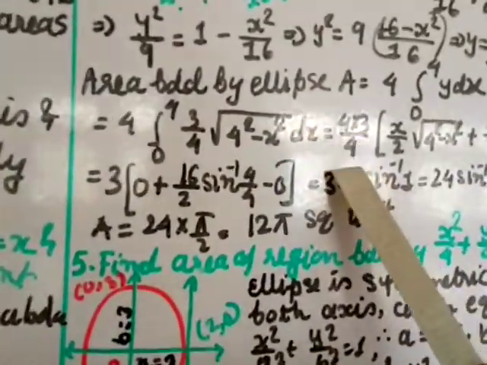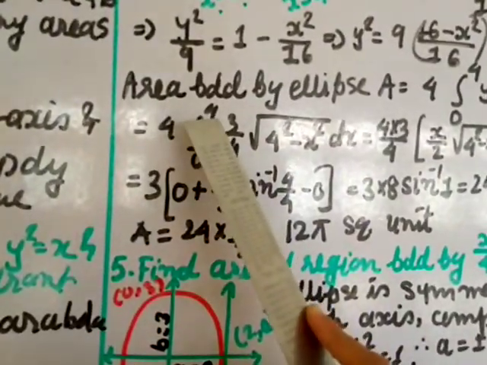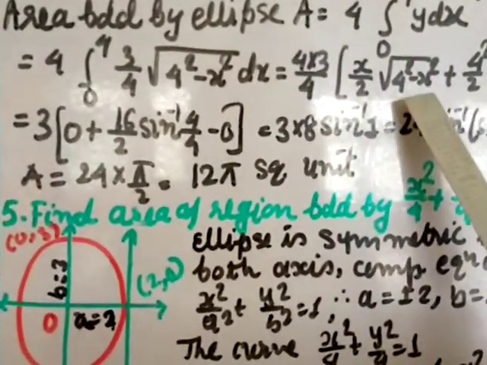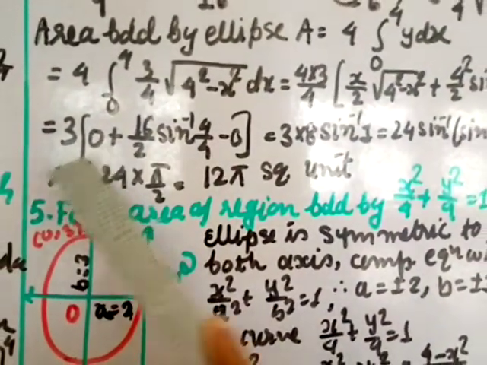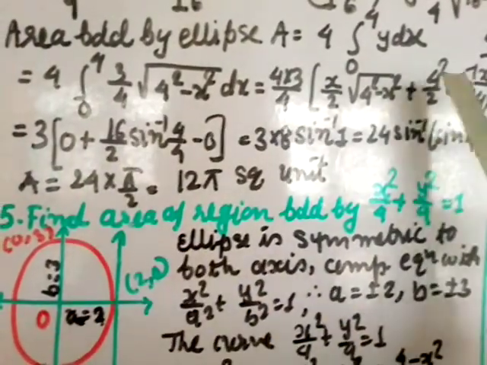Okay, so 4 and 4 cut, this remains 3. Now I'll apply first the upper limit. So when you put here 4, 4 square minus 4 square gives you 0. So this part becomes 0. I have written here. Okay, then 4 square by 2. So you can write 4 square is 16 by 2 sin inverse x.